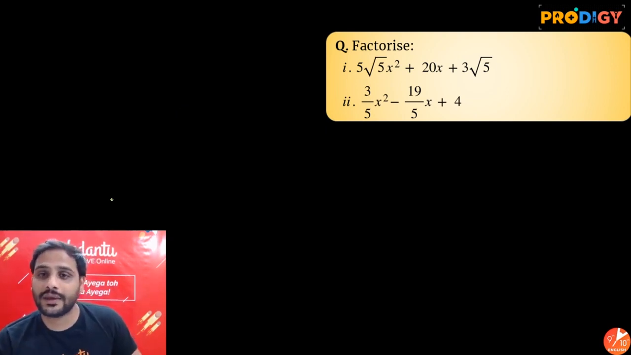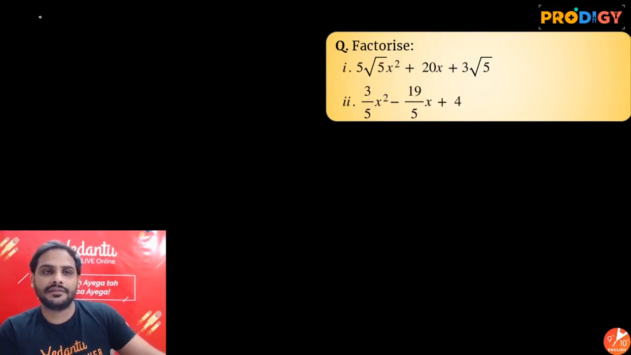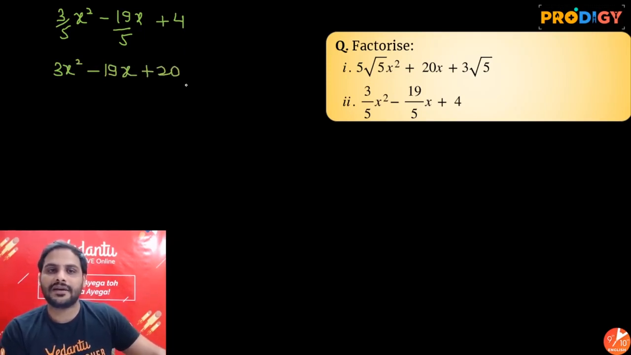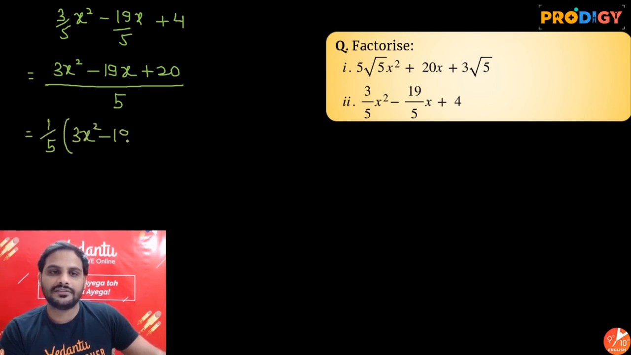3 by 5x square minus 19x by 5 plus 4. So I have 3 by 5x square minus 19x by 5 plus 4. If I take LCM, guys, it will be 3x square minus 19x plus 4 5s are 20. LCM I have taken, whole divided by 5. This whole divided by 5, I can also write it as 1 by 5 times of 3x square minus 19x plus 20.